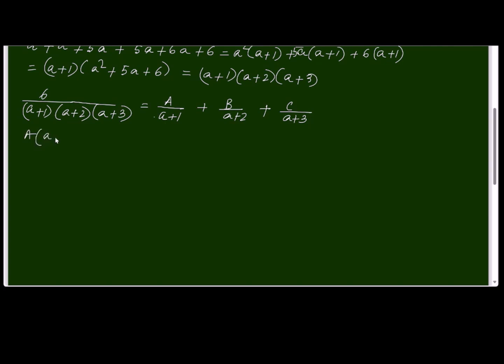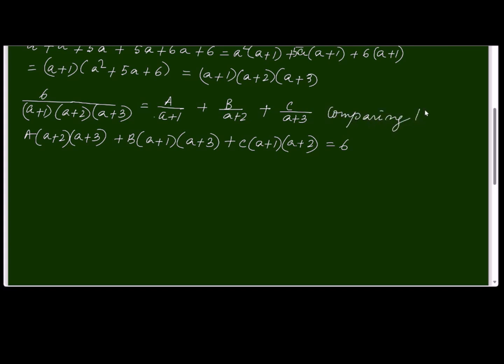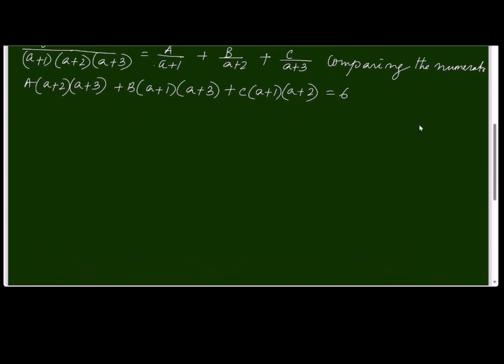So A times (a plus 2)(a plus 3), plus B times (a plus 1)(a plus 3), plus C times (a plus 1)(a plus 2) equals 6. What I did, I compared the numerator. What I'm going to do, I'm getting the values of A, B, C.